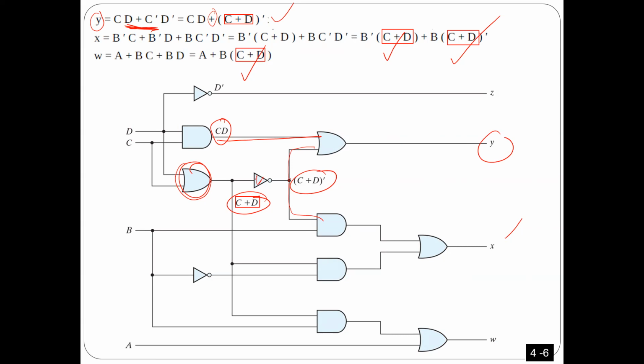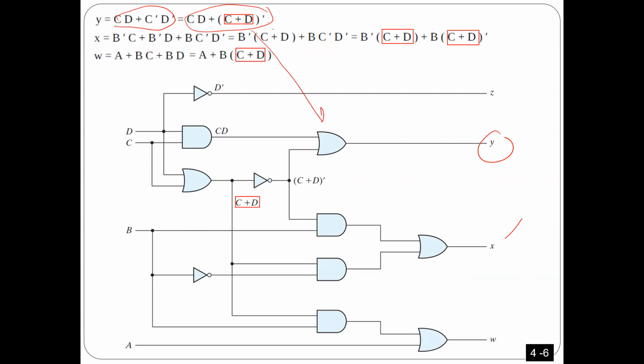Okay. So if you look here, again, for Y, this is what I got from KMap from Y. I did a little bit of modification to be this way. And exactly that's what I did here. So you have here CD and you have C or D prime here. Okay, so I got Y. Same thing for the other things.